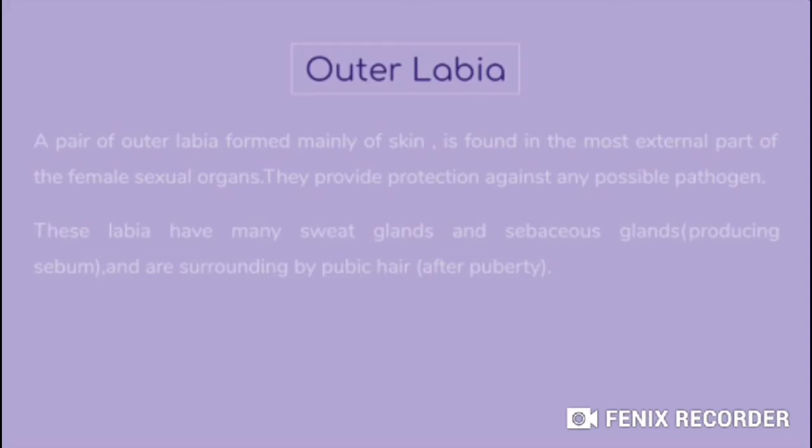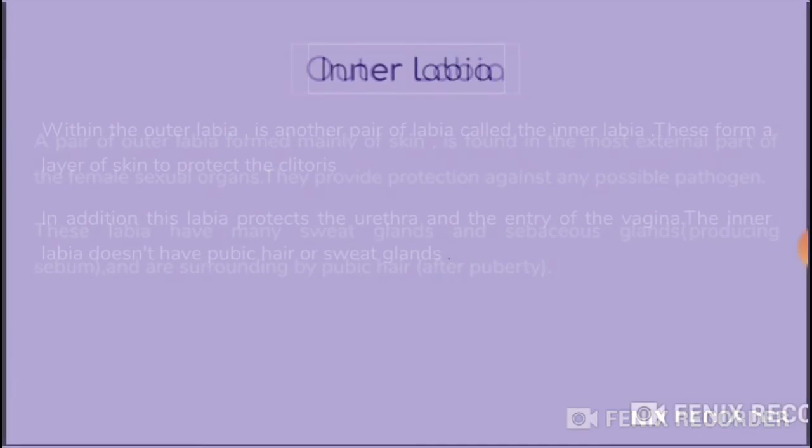The outer labia. A pair of outer labia formed mainly of skin is found in the most external part of the female sexual organs. They provide protection against any possible pathogen. These labia have many sweat glands and sebaceous glands producing sebum and are surrounded by pubic hair after puberty.